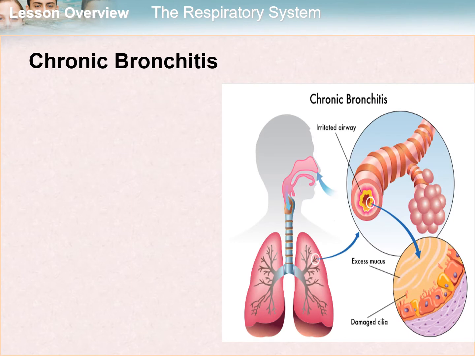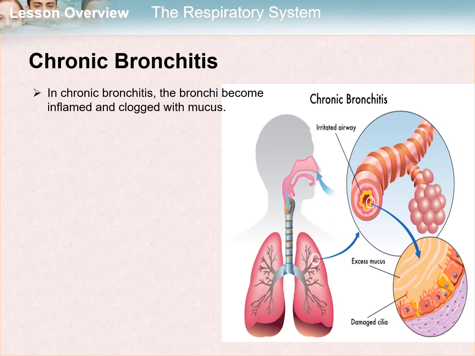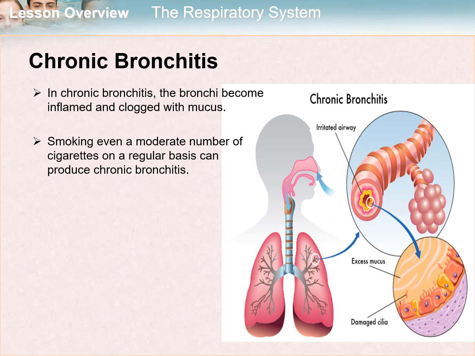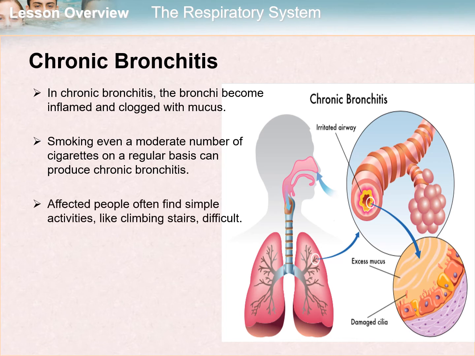What is chronic bronchitis? In chronic bronchitis, the bronchi become inflamed and clogged with mucus. Smoking even a moderate number of cigarettes on a regular basis can produce chronic bronchitis. Affected people often find activities like climbing stairs difficult. Treatments can control symptoms, but there is no cure.